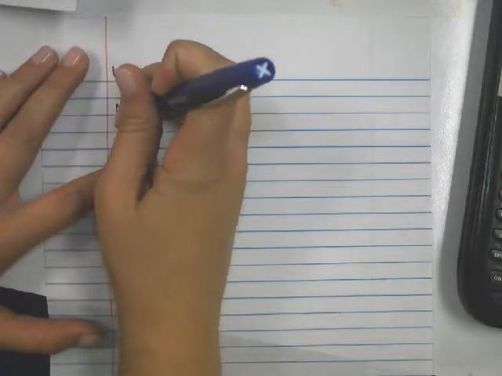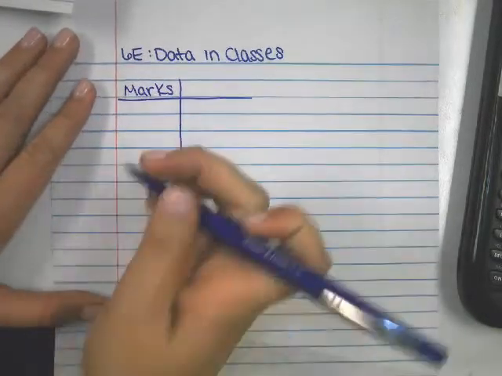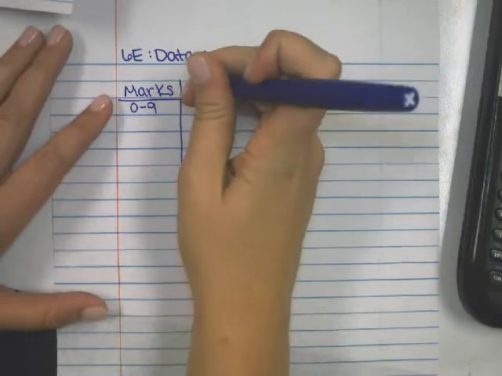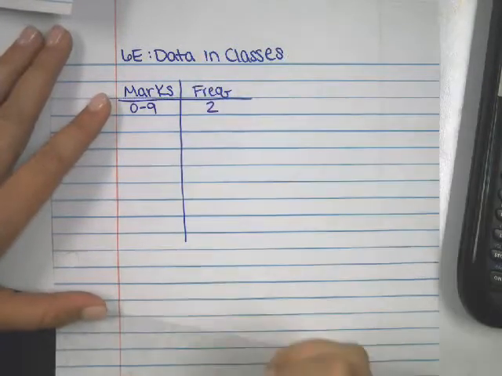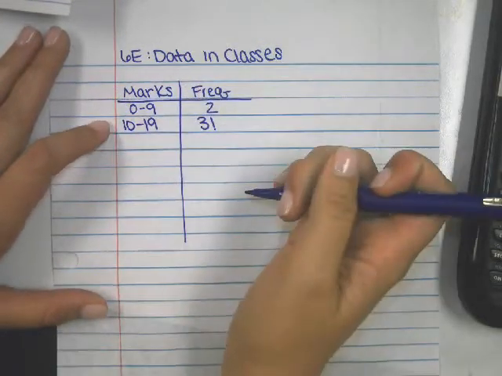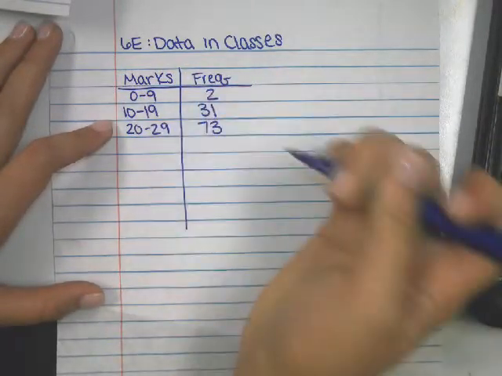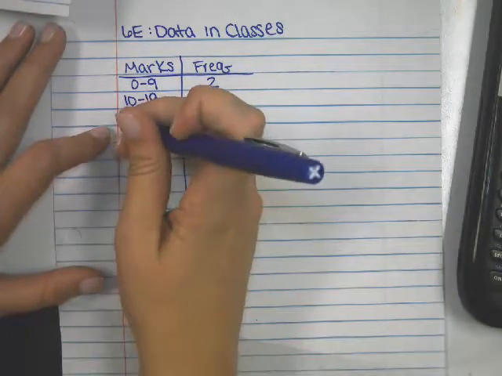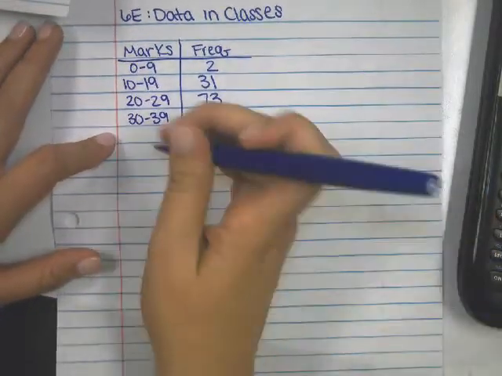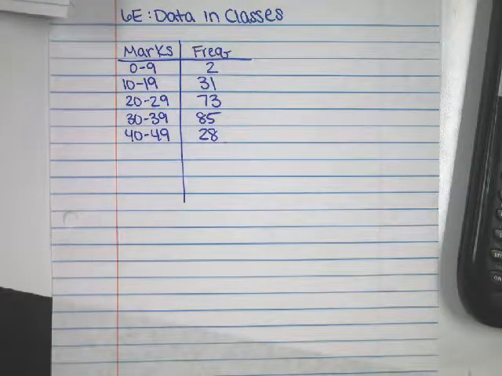So certain students get marks on an exam, and we're going to group them into classes. Marks are all going to be in whole numbers. So marks between 0 and 9: 2 students received marks between 0 and 9. 31 students received marks between 10 and 19. 73 between 20 and 29. 85 received marks between 30 and 39. And 28 between 40 and 49.